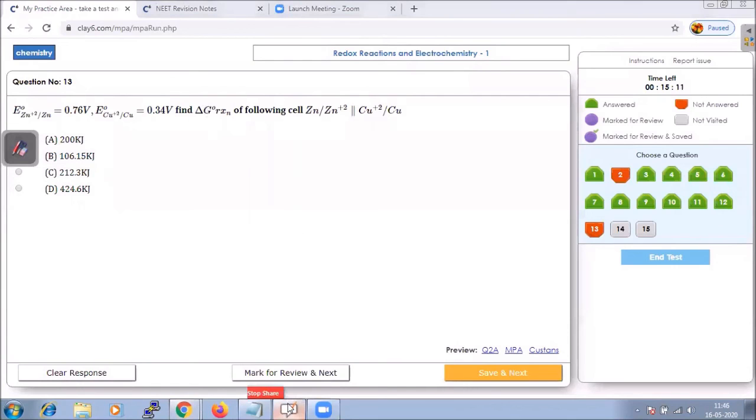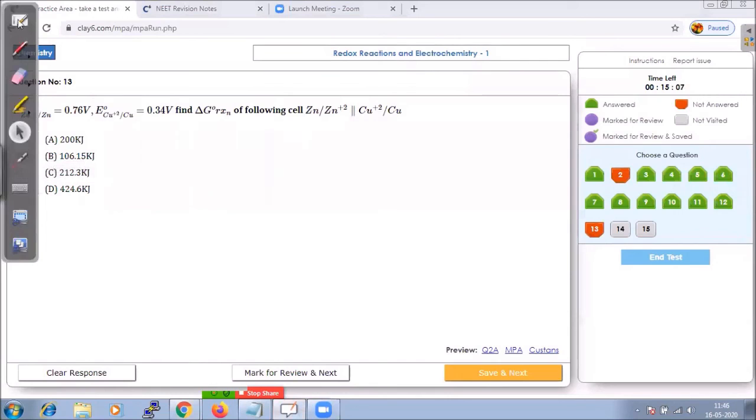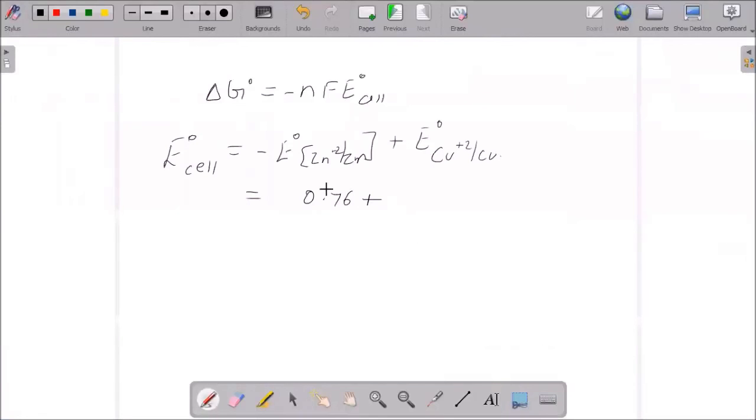naught. So we know the formula of delta G naught as minus nFE, and here we have to calculate the E naught cell value from the given one. So when we calculate, with the values they have given us, easily we can add up 0.76 with 0.34, it will be equal to 1.1 volt.